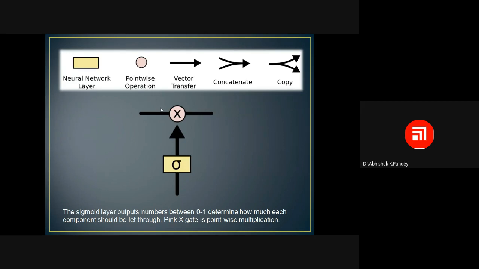So what you have seen is the pink X. Timing or color may appear different on your computer screen, but it is light pink. So the X gate is point-wise multiplication. Fine, so we are doing point-wise multiplication and at the same time we are doing the summation of those products.